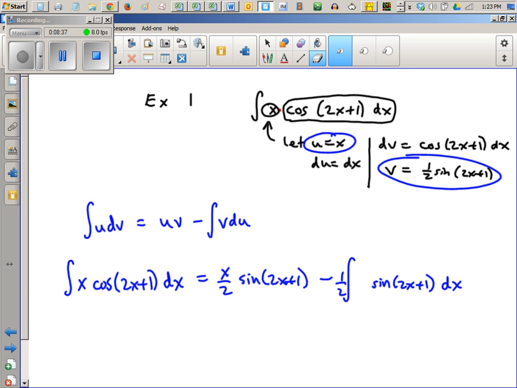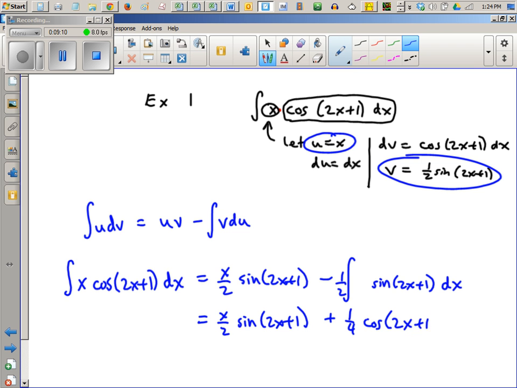Okay, now it turns out that what you're looking at on the right side is your answer. This is all your answer, right? But this integral needs to be evaluated still. No big deal. This is easy. This just has antiderivative negative cosine of 2x plus 1. There's a half. So this becomes, for a final answer, x over 2 sine of 2x plus 1 plus 1/4 cosine of 2x plus 1 plus c. Never forget the plus c.